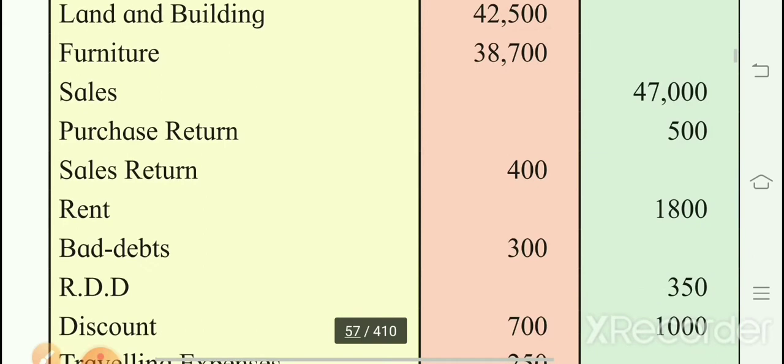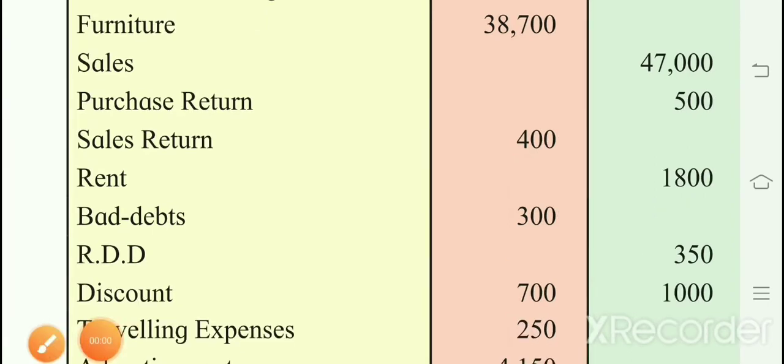Next, purchase return by rupees 500. All of you know purchase returns are always deducted from purchases. So in this problem, on the debit side of trading account, we have recorded purchases by rupees 22,500. Deduct rupees 500 as purchase return. Write the net amount in the outer column, that is 22,000.